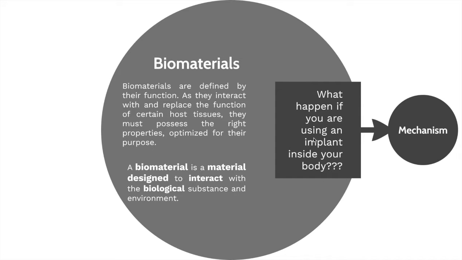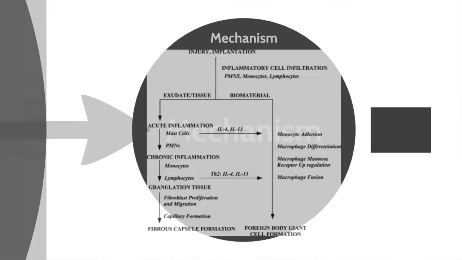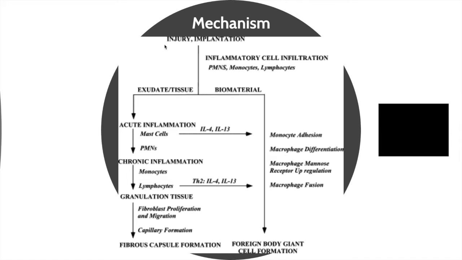And after we get to know the biomaterial, what is the mechanism if you are using a biomaterial inside your body? Let me go through it. So this is the mechanism. From the injury or implantation, imagine you have an injury inside your body. First, there will be inflammation because of the response from your body. So this is the inflammation process, up until you form the fibrous capsule.